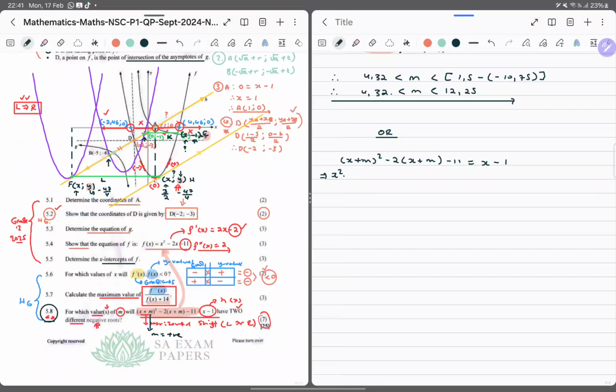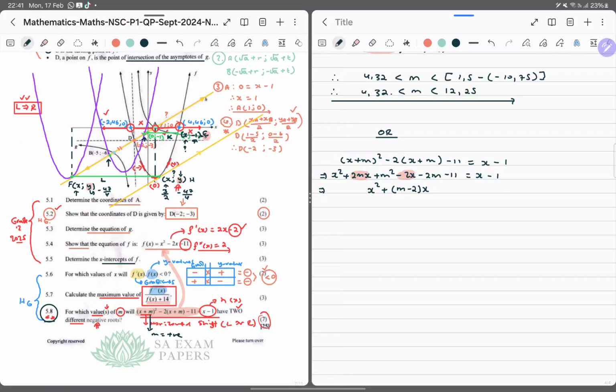So now what I'm going to do here, I'm going to simplify this. This is x squared plus 2mx plus m squared. We follow this out, it's 2x minus 2m minus 11 equal to x minus 1. This means we've got x squared. Maybe this one is going to be a bit simpler. Now these are like terms, so we can factorize these out by taking x. So this is going to be plus m minus 2 times x.